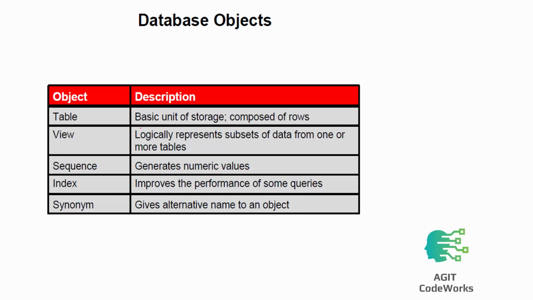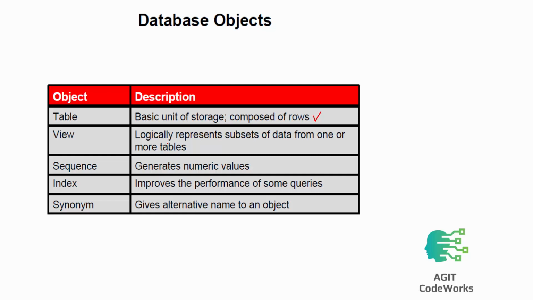First Oracle database object is a table. Now this is a no-brainer. It's a basic unit of storage composed of rows. So this is basically how our database stores its records. Okay, it's composed of rows and then columns. We've been talking about it up till now, and that's actually what we're going to be centering this particular tutorial on. In subsequent tutorials, we're still going to look at views.